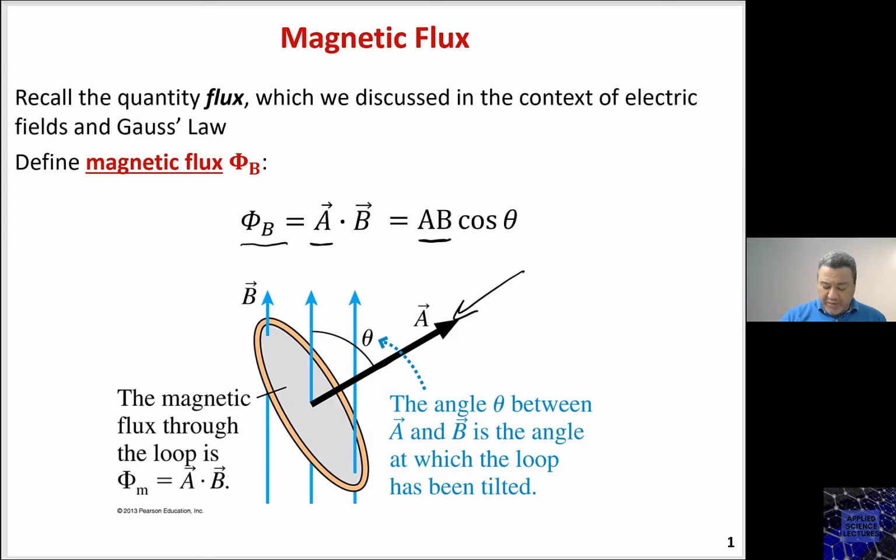So this is the area vector. Here, the normal unit vector is normal on this area, and the magnetic field. So the angle theta is between the area vector and the magnetic field, given by AB cosine theta, where phi B is a scalar quantity.